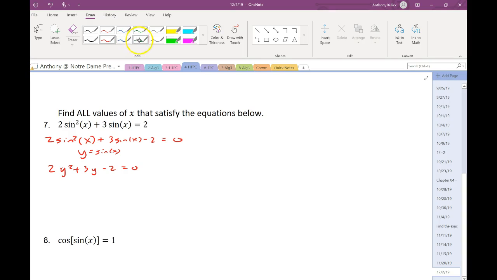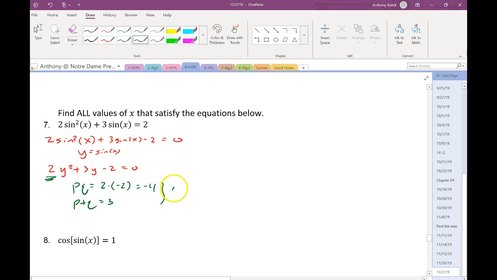Okay. So this one, we have to do the long factoring because the leading coefficient isn't 1. So we need to find the two numbers that multiply to give me 2 times negative 2, and then add to give me 3. What are those numbers? 4 and negative 1. So what do I do with those? I rewrite the 3y as 4y plus negative 1y, and then make two groups.